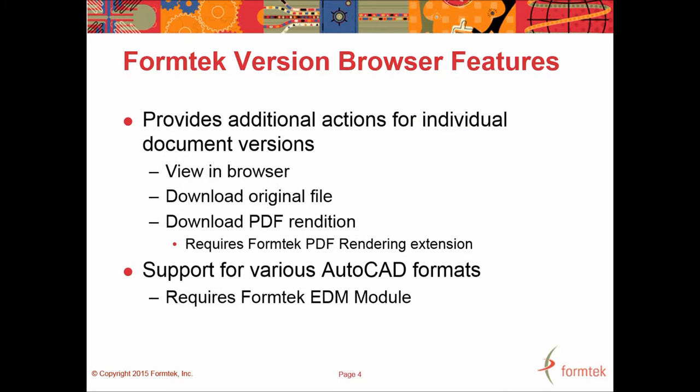The Formtek version browser extension provides several additional actions for each version. You can view the selected version in your browser or download the original file to your client. If you have the Formtek PDF rendering extension installed, you can also create a PDF rendition of the selected version right from that same screen. Support is also available for various AutoCAD file formats if you have the Formtek EDM module installed.